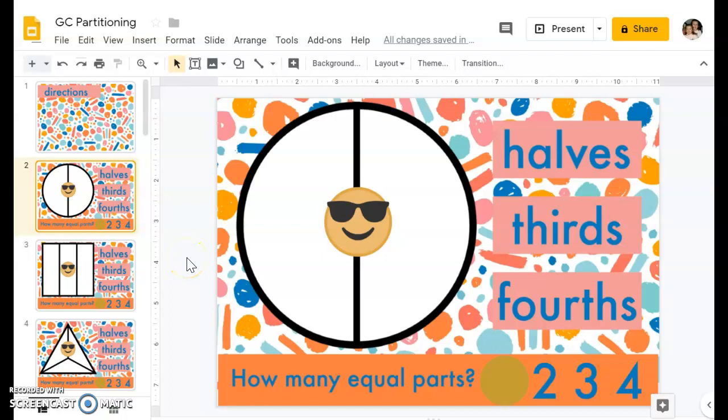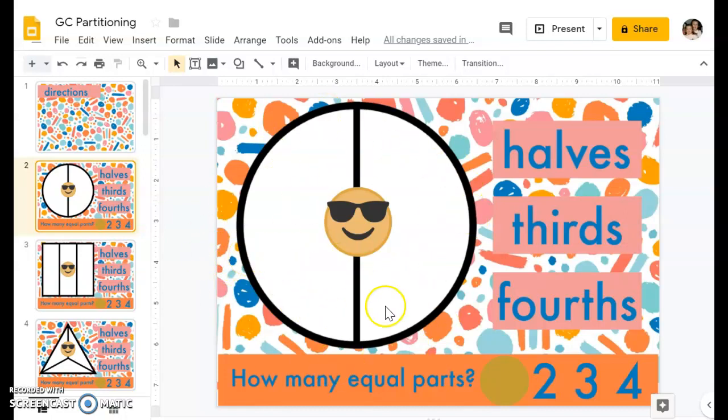Today we're going to be looking at partitioning shapes. The shapes are already partitioned for you, but you need to tell me if they're partitioned into halves, thirds, or fourths. And then you're also going to tell me how many equal parts each of the shapes has.